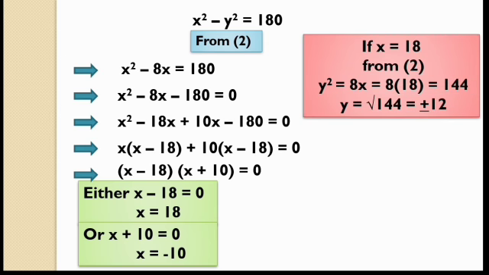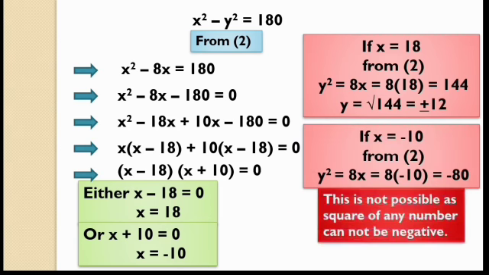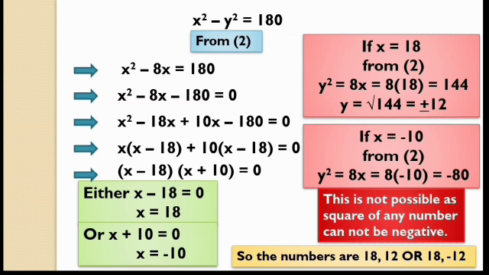If x equals 18, then from equation number 2 we will get y square equals 8x equals 8 into 18 equals 144. And when we shift this square from the left hand side to the right hand side we will get y equals square root of 144, and the square root of 144 will be plus minus 12. And if x equals minus 10, then again from equation 2 we will get y square equals 8 into x equals 8 into minus 10 equals minus 80. This is not possible as the square of any number cannot be negative. So the numbers are 18, 12 or 18, minus 12.